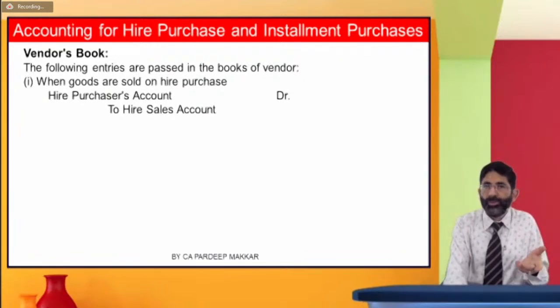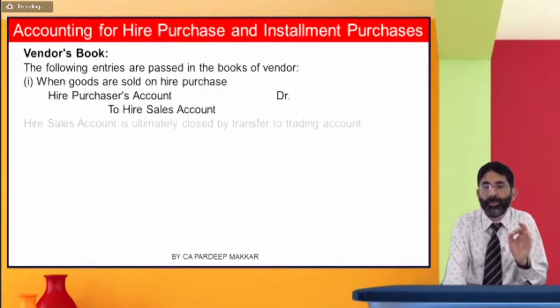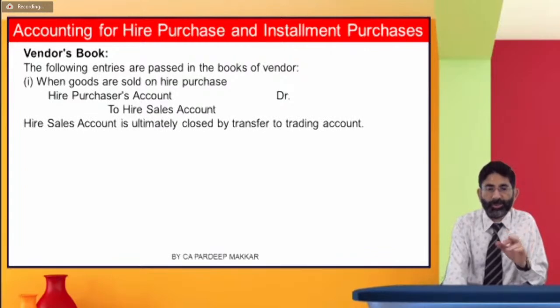To hire sales, that is simple. To sales, we have to define it by the word hire sales. So A to hire sales. The entry is very simple. A account debit to hire sales with how much amount? With the cash price. This is always with cash price. Note it down with you. Here it is not mentioned.